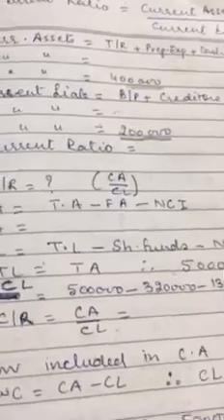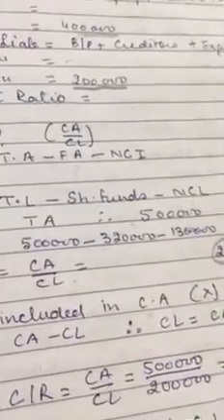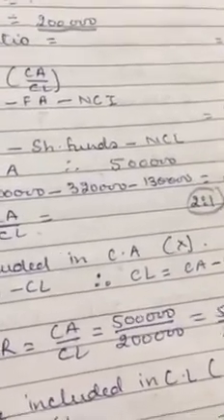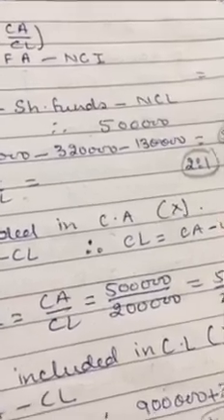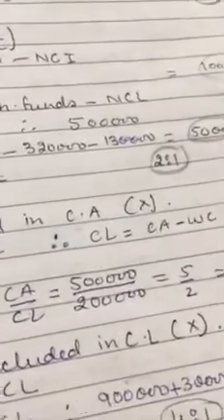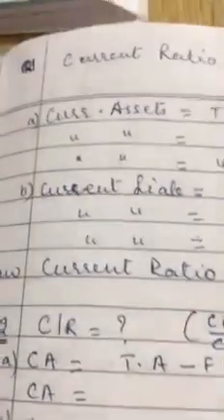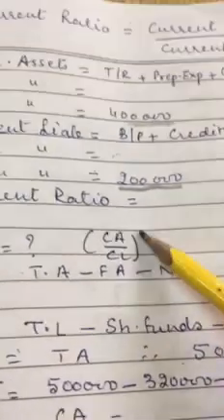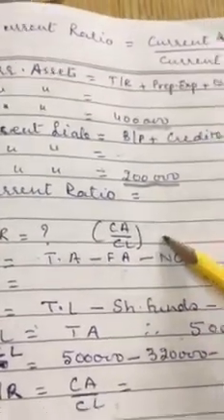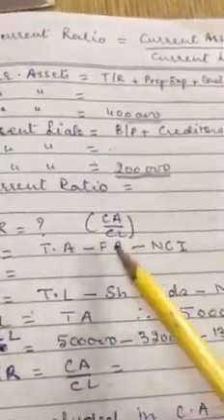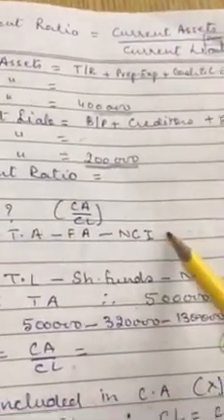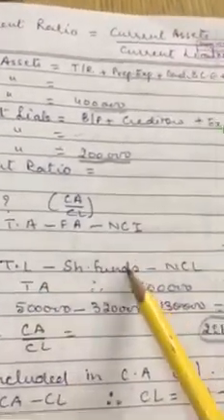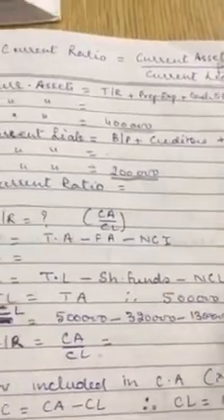Then come to the next question. We are given total assets, we are given fixed tangible assets, we are given shareholders fund, and we are given non-current liabilities. And at the same time, on asset side, we are given non-current investments. We are supposed to find out current ratio. So the formula for current ratio is current assets upon current liability. Write the formula so that you can score half the marks. Then current assets, total assets minus fixed assets minus non-current investment, and current liability, total liability minus shareholders fund minus non-current liability.